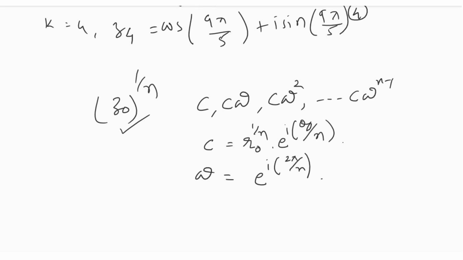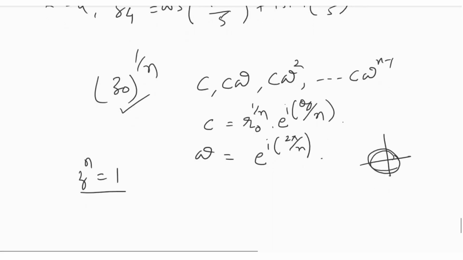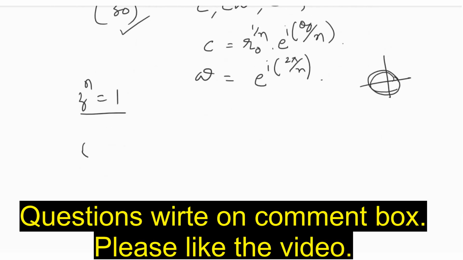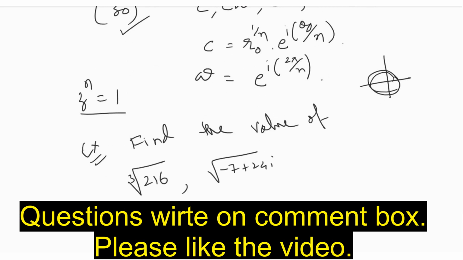So any nth root of z0 can be written in this form, as we have discussed. The nth roots of 1, or unity, are in geometric progression. Also we have noted that the sum of the nth roots of 1 is 0, and that they lie on the circle with radius 1. Lastly, I am giving you one exercise that you can solve for yourself: find the values of these two problems. That's it. Thank you for listening to me.